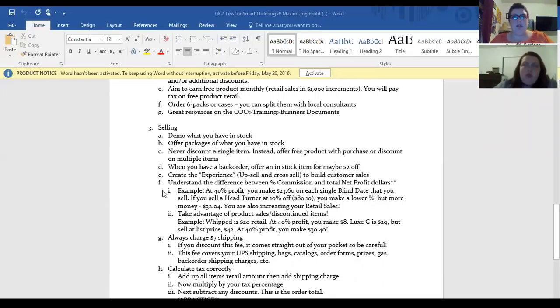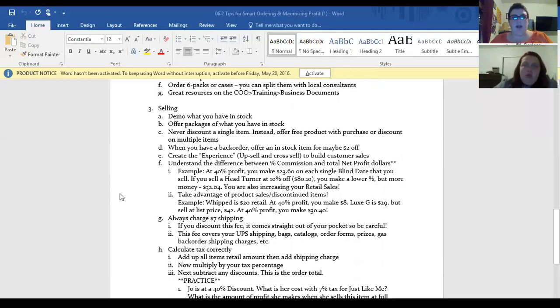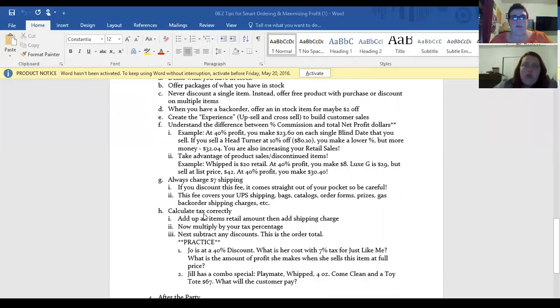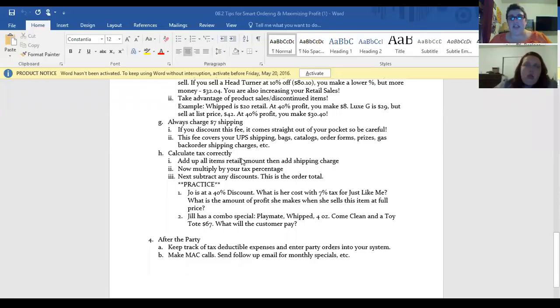Understand the difference between the commission price and the total price. Understand that you always charge them shipping. Don't discount this fee because it comes straight out of your pocket. This fee covers your back. Like if they're like, oh my gosh, why do I have to pay this? Well, this is a courtesy fee for me getting it here to you tonight, so you have it on hand. It also covers your catalogs and your bags that you put these products in. It's not just, oh, you just have to pay this.